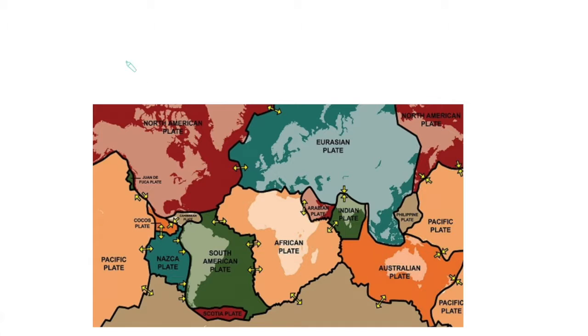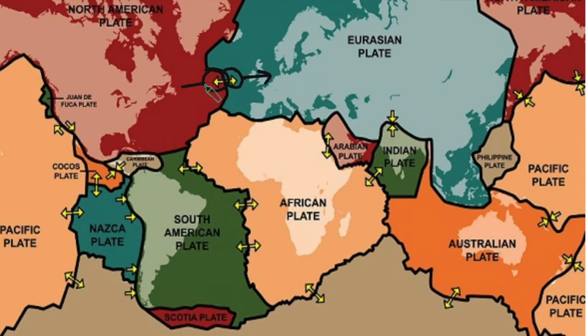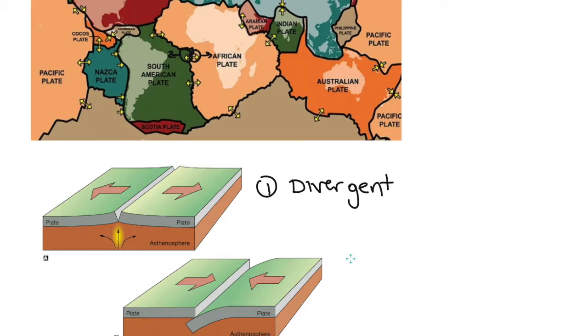move. When tectonic plates move, one of 3 things can happen. 1, they can move away from each other, called a divergent plate boundary, which is like the mid-Atlantic ridge, causing the Atlantic Ocean to actually get wider by almost an inch every year.